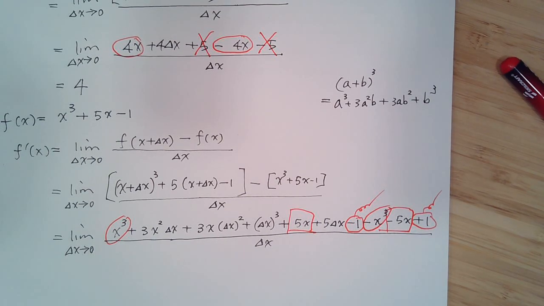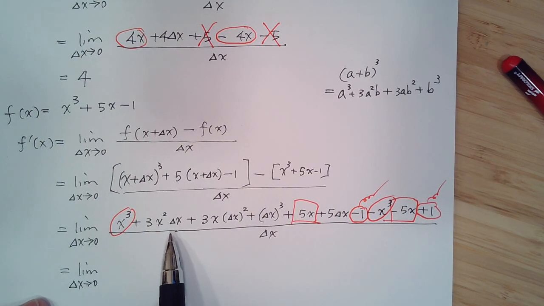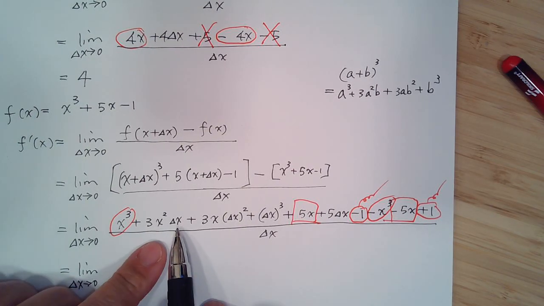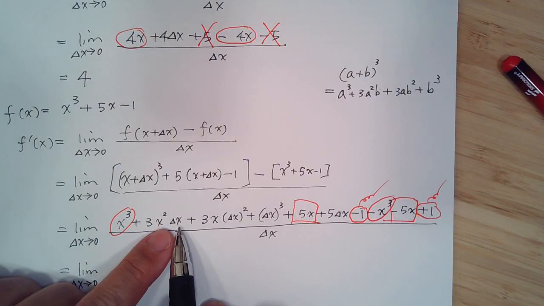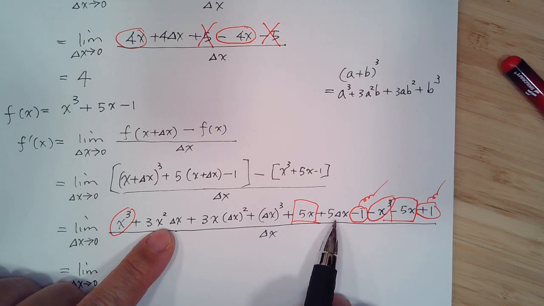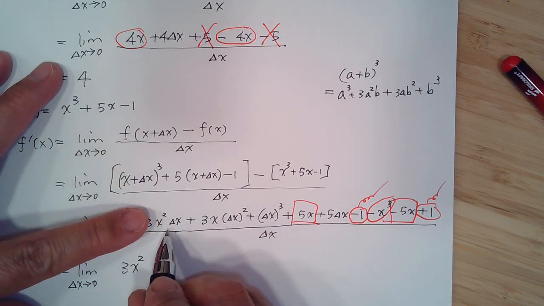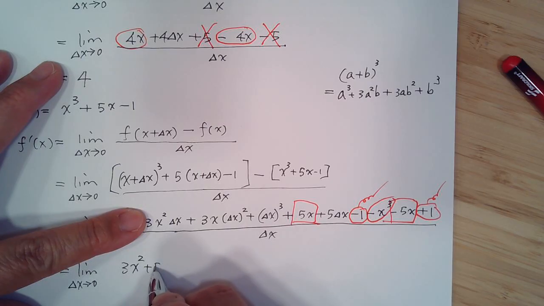Okay, so let's see. Limit. Let's see what I have left. I have something about delta x. See, here has a delta x. Here has a delta x cubed. Here has delta x squared. Here has a delta x. So I get 3x squared plus 5.